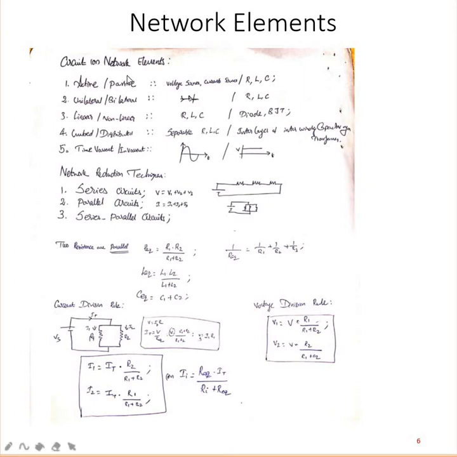So network elements: when you see the network elements, they are active elements and passive elements. So what is an active element? Teacher is the active element, students are the passive element. What is the teacher doing? Giving the sources, giving the information, giving the knowledge. That's why it is called voltage source, current source. Passive elements are resistance, inductance, capacitance.